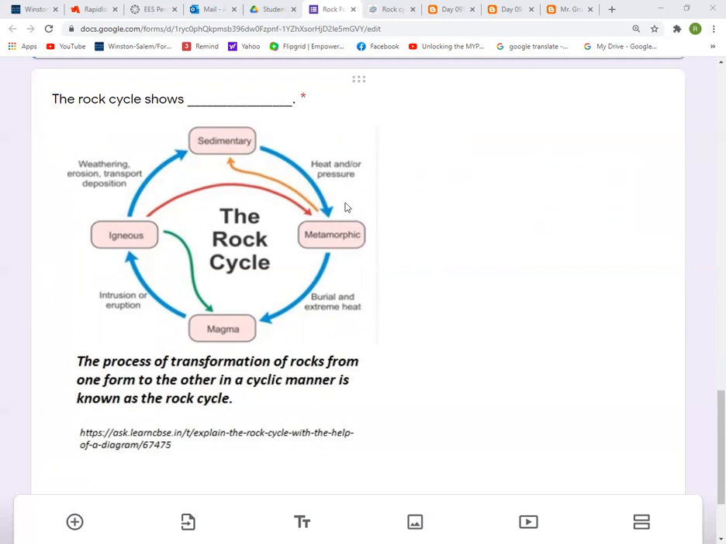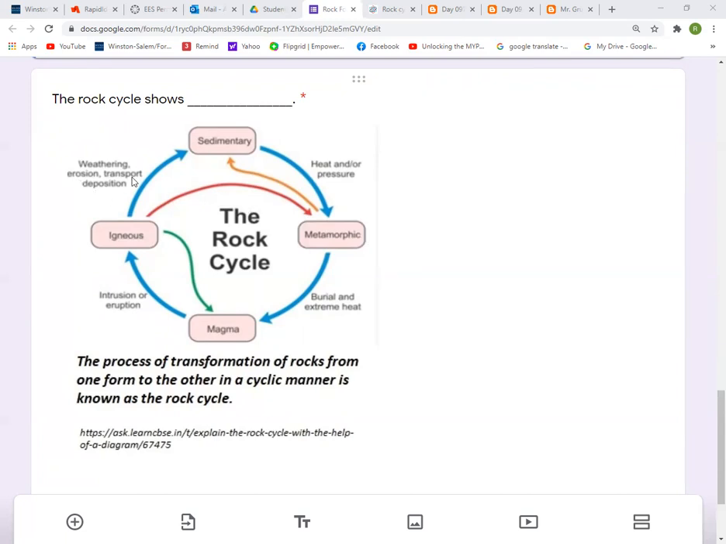If heat and pressure happens to a certain type of rock, like for example, a sedimentary rock is exposed to heat and pressure, the sedimentary rock becomes a metamorphic rock. Okay. Now, look at this arrow here, this red arrow here, igneous, it becomes a metamorphic. It's the same thing. If heat and pressure happens to an igneous rock, it becomes a metamorphic rock. Okay. Now, if heat and pressure happens to a metamorphic rock, then it stays as a metamorphic rock.